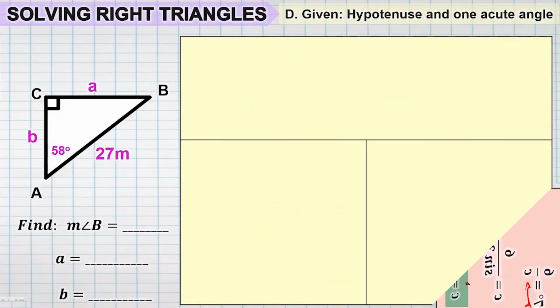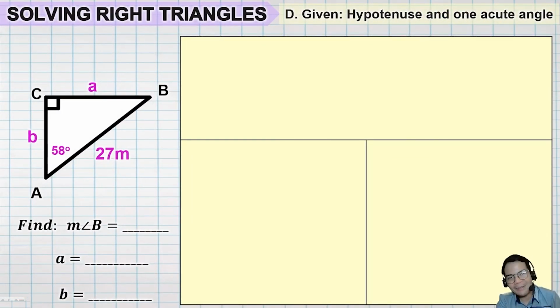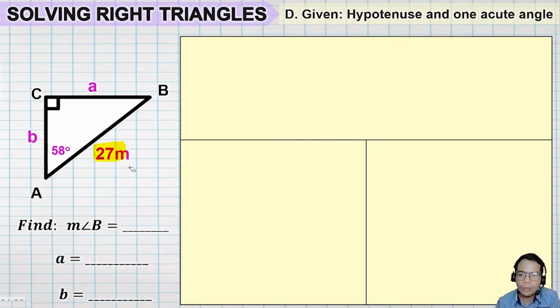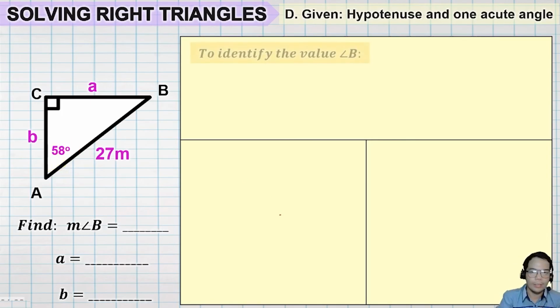Gets? Malapit na tayo. Ito na ang ating huling example. In this case, this is almost the same with our third example. Although the difference is, kung yung isa kanina ay leg yung given, dito hypotenuse. Same process pa rin yung gagamitin natin. So, we have here the given hypotenuse and an acute angle of the right triangle. We have here 27 as our hypotenuse of right triangle ABC, and we have here 58 degrees as our given angle.